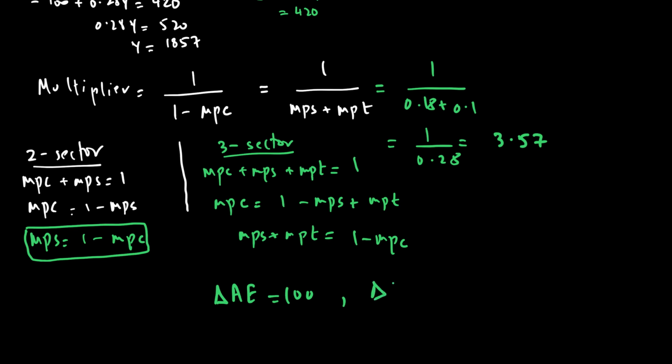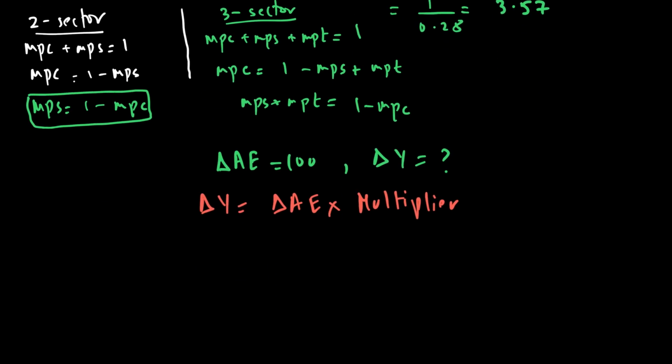So if they give you a three-sector model and they say change in AE is equal to 100, how much will be the change in Y? Your answer will be change in Y is equal to change in AE times multiplier, and our multiplier in this case will be 3.57, so 100 times 3.57, which means change in Y will be 357.